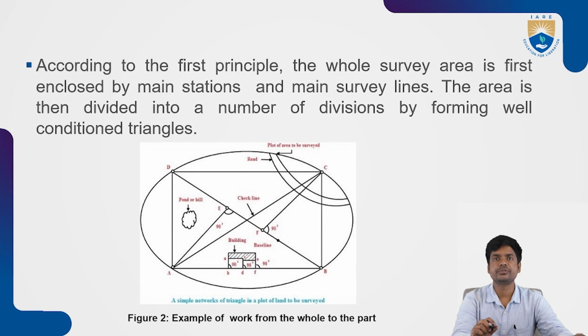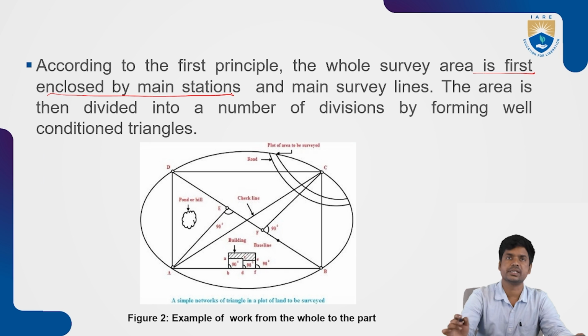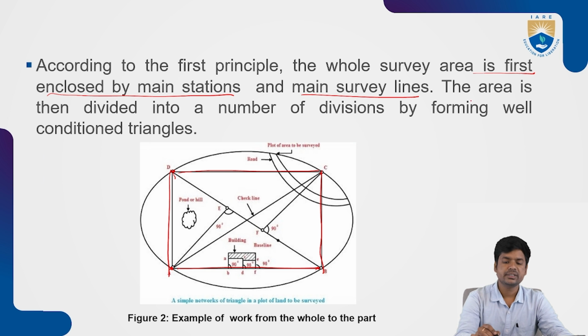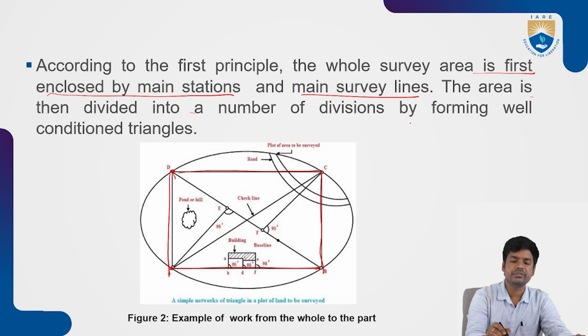So see, according to the first principle, the whole survey area is first enclosed by main stations. Suppose the area to be surveyed is this circle, then we are going to mark boundaries like A and B and C and D. That means we are going to locate the main stations and main survey lines. These are the survey lines between these particular areas. And the area is then divided into a number of divisions by forming well-conditioned triangles.